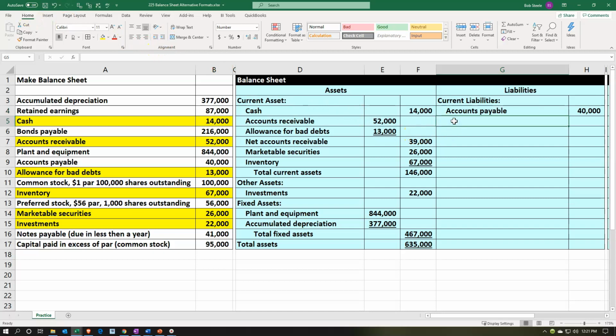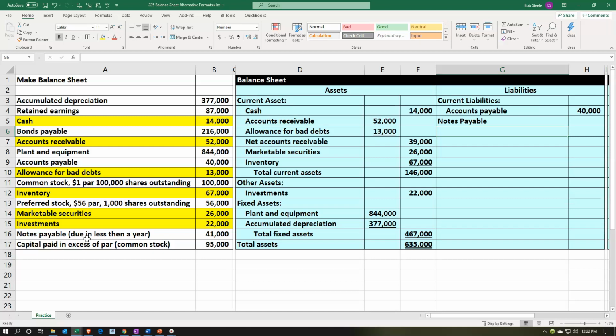Then we've got the notes payable. So this is going to be equal to the notes payable. Let's just call it notes payable. The reason I'm putting notes payable here is because they're notes that it says are due within a year. So they're due within less than a year. That makes them current. If they were not due until over a year, they would be long-term.